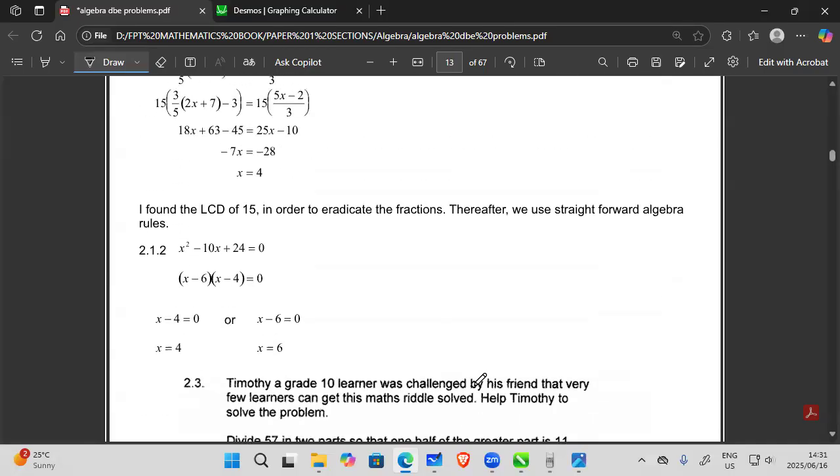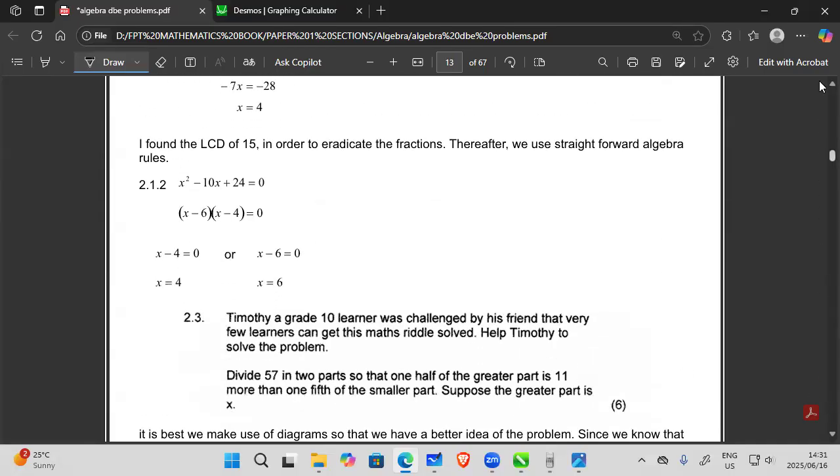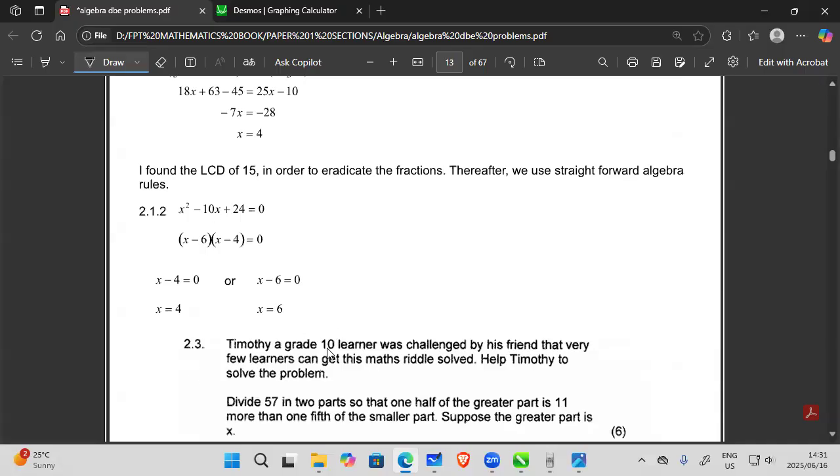Then if you look at this one here, Timothy, a grade 10 learner, was challenged by his friend that very few learners could get this math riddle solved. Help Timothy solve the problem. Divide 57 in 2 parts so that 1/2 of the greater part is 11 more than 1/5 of the smaller part. Suppose the greater part is x.